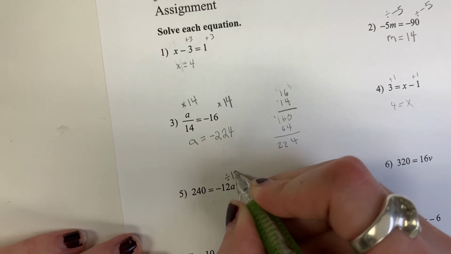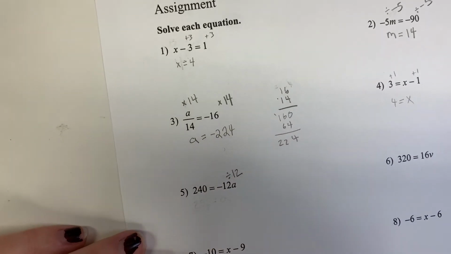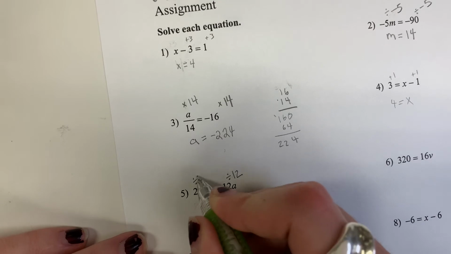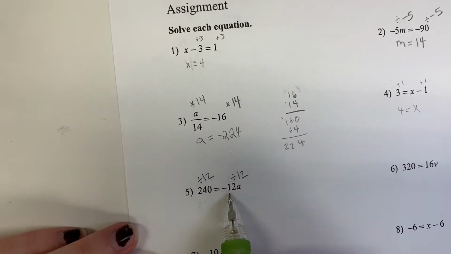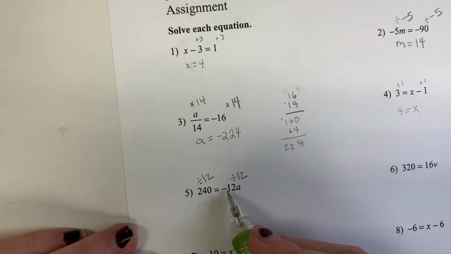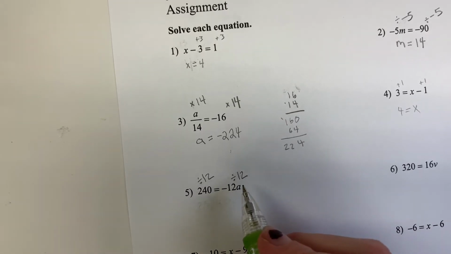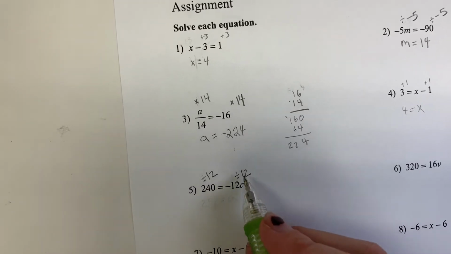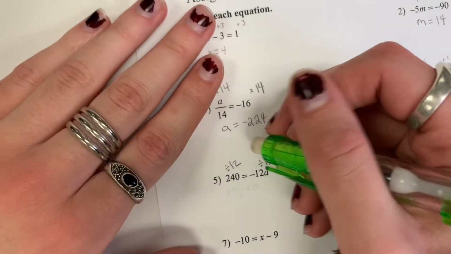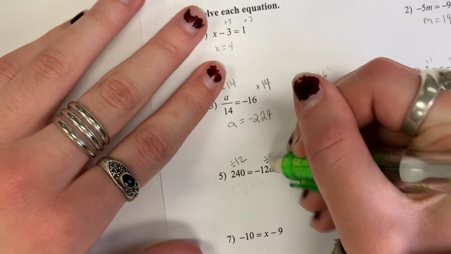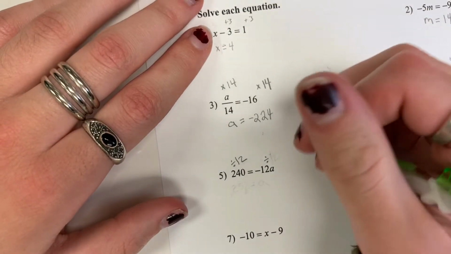So you divide by positive 12. Why positive 12? Because it's negative, therefore you have to do positive to cancel it out. No, so you have to do a negative. Then that'll cancel it out. You need to divide both sides by negative 12. Okay.